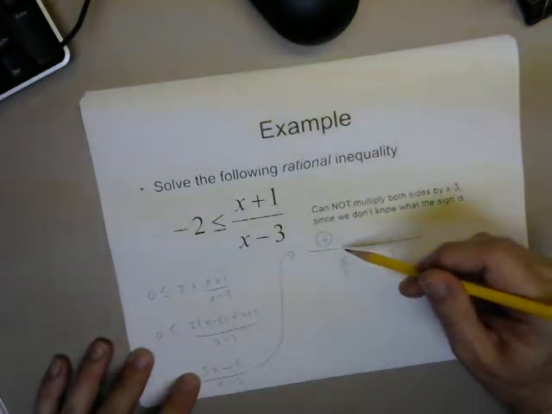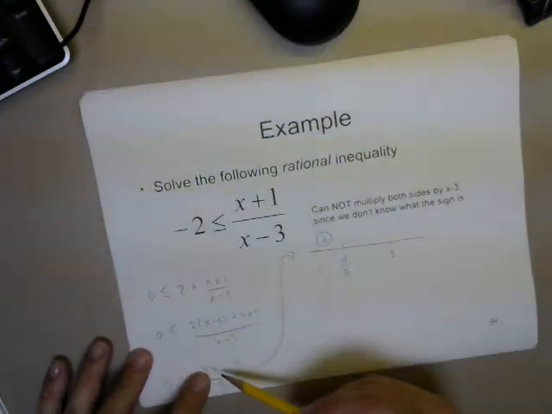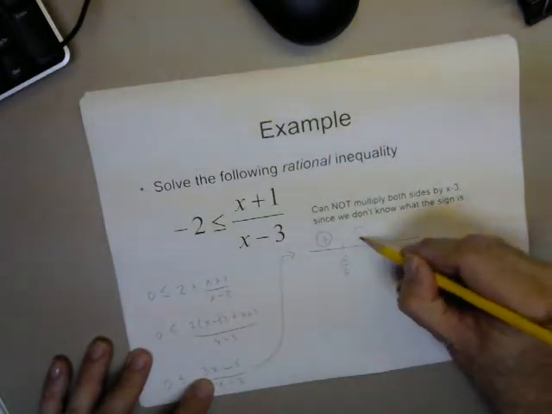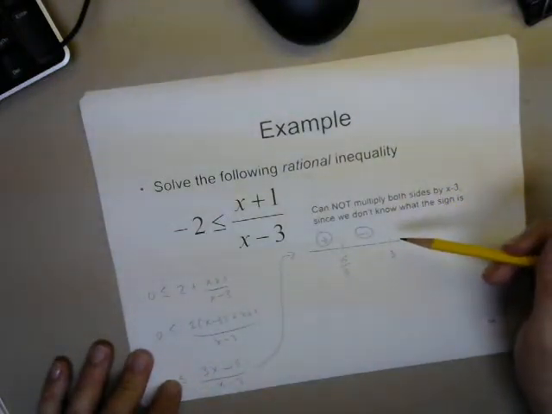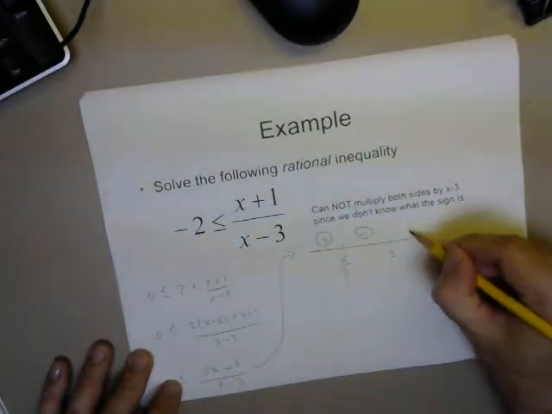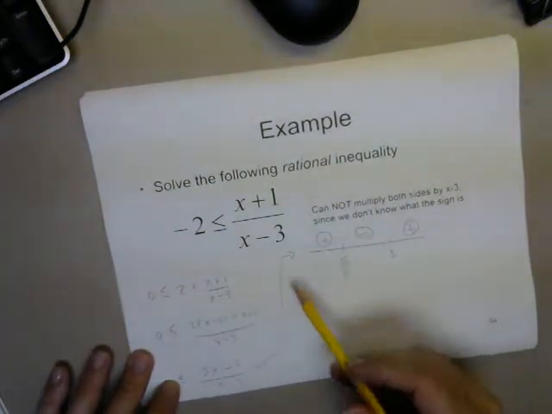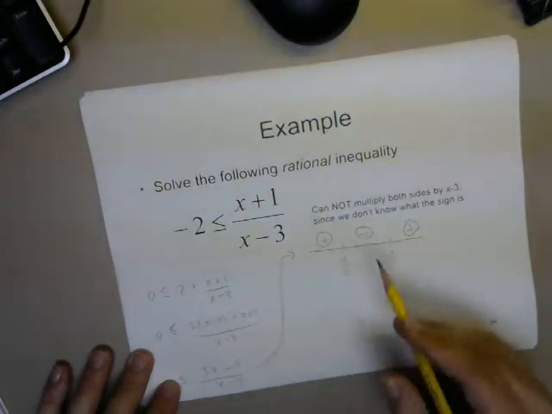If I pick some number between say 5/3 and 3, like for example 2, the top will be positive, the bottom will be negative, so the height of the function will be negative here. And then finally pick some number to the right of 3, like say for example x equal to 4, both the top and the bottom will be positive. And again, if you look at the inequality, we're trying to find things that will make this, again, greater than or equal to 0.